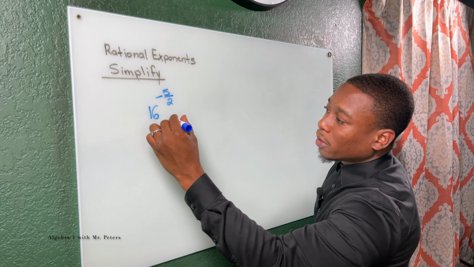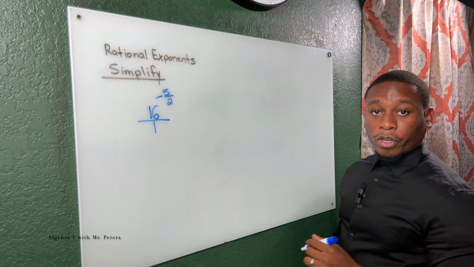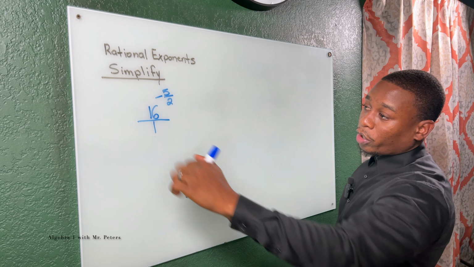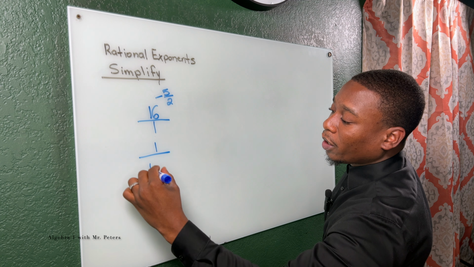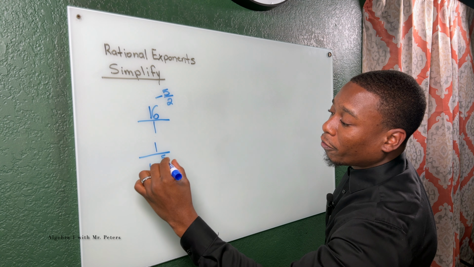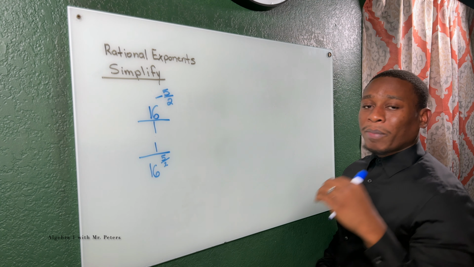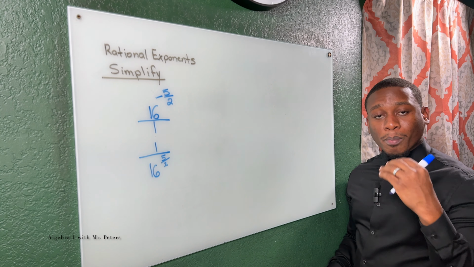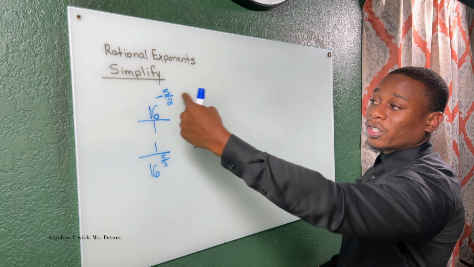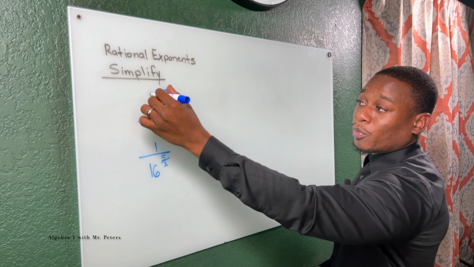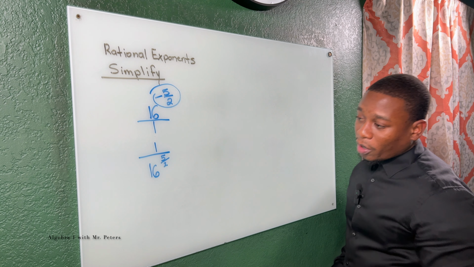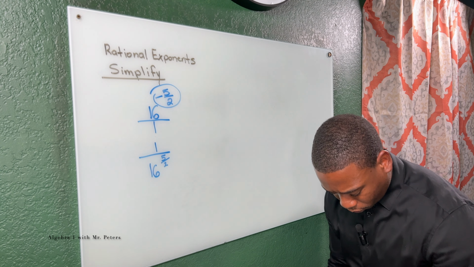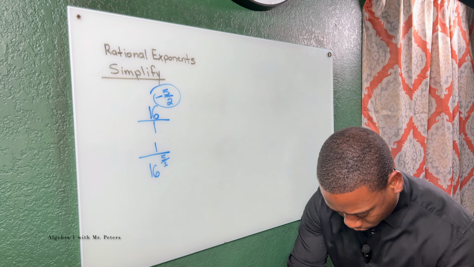So what happens is that we're going to turn that into a fraction. We're going to take the reciprocal. So we're going to have 1/16 to the positive 5/2. I sometimes see students believe or think that they've got to take the reciprocal of this fraction, the exponent fraction. That's not necessarily correct.